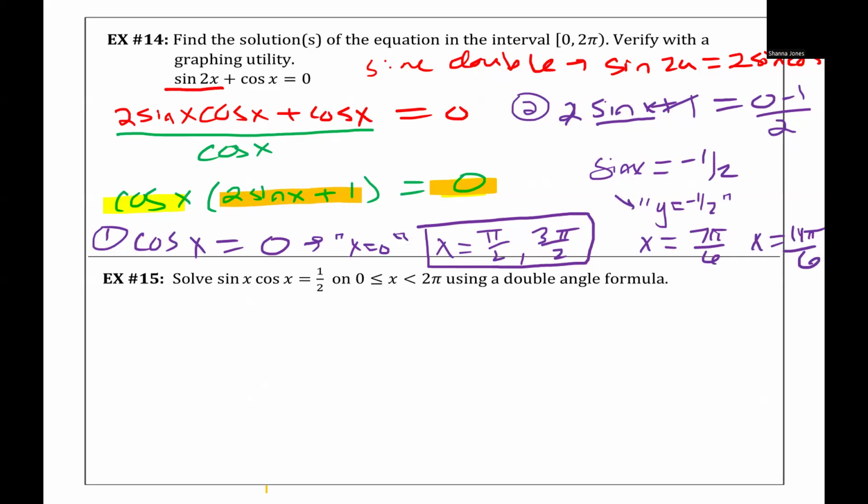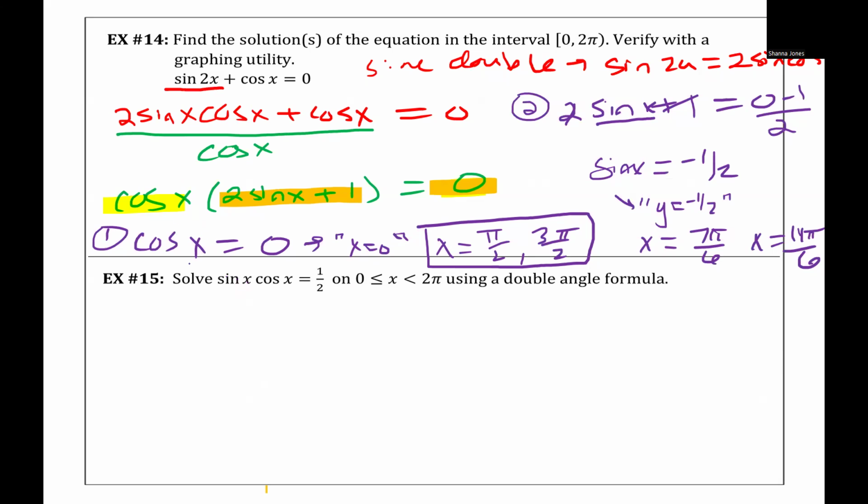So for example, here on the next one, we have sine x cosine x equals 1/2. And it says to use the double angle formula. So the double angle formula is when you have 2 sine x cosine x. Well, we currently don't have the 2, but can I manipulate this to get a 2? Yes. How can I manipulate this? Multiplying both sides by 2. So you have to be ready to take those pieces and alter them.